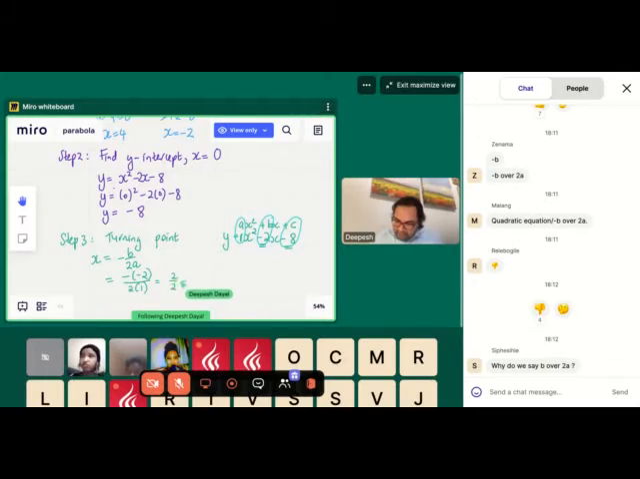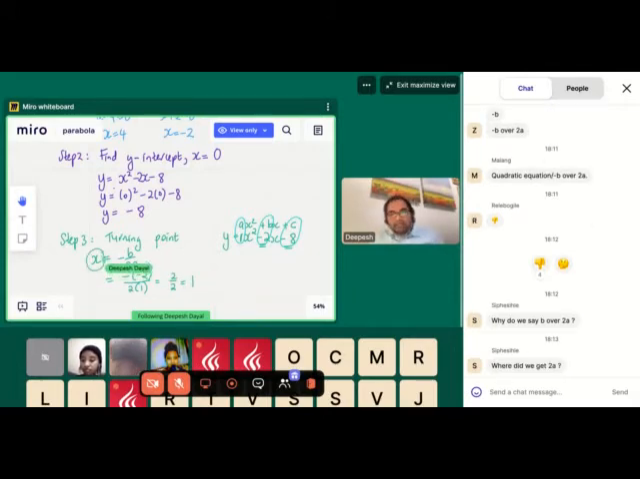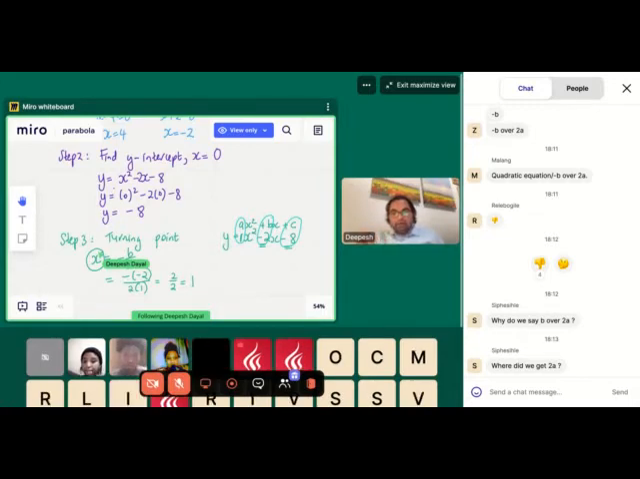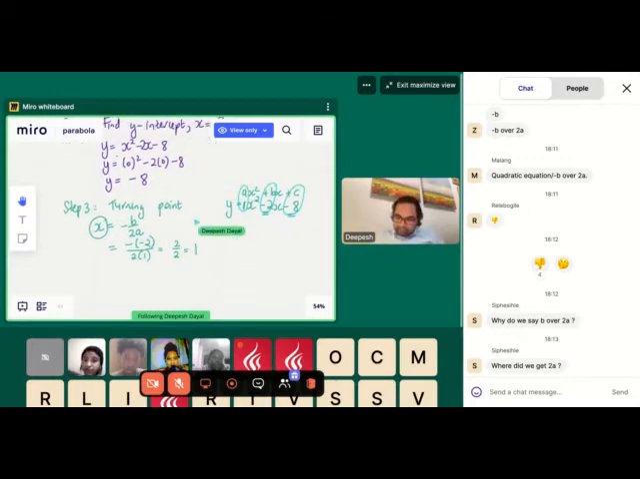Remember, minus and minus gives us a plus. So it's 2 over 2, which is 1. And this is our x value of our turning point. Okay. So in the turning point, we need an x and we need a y. So to find the x, we said minus b over 2a. We find the x. Now we need to find the y.